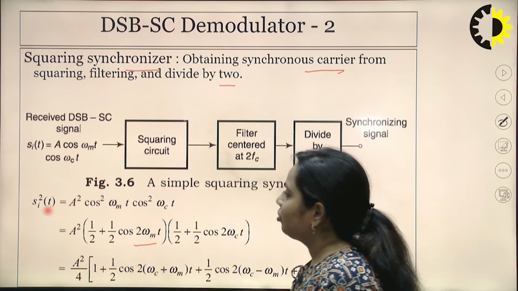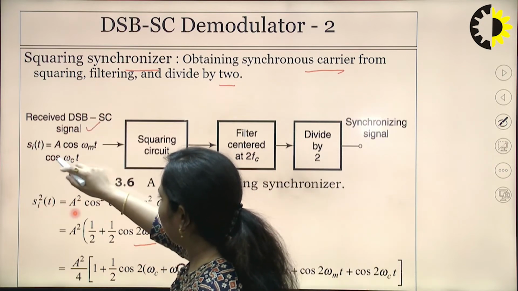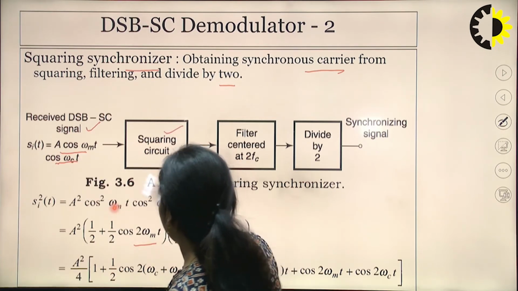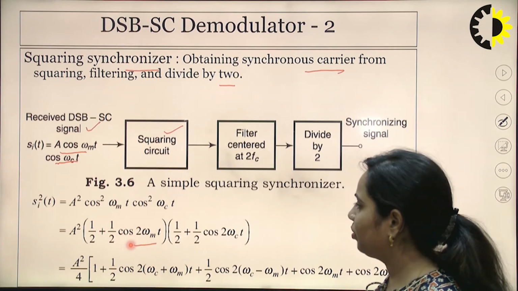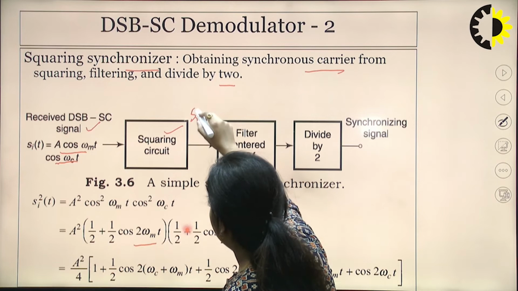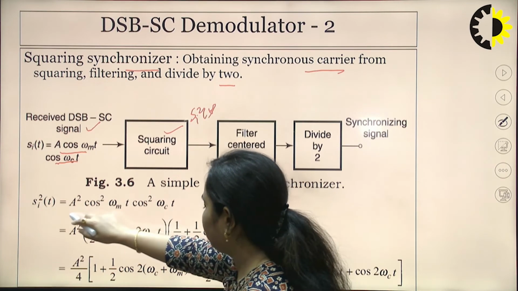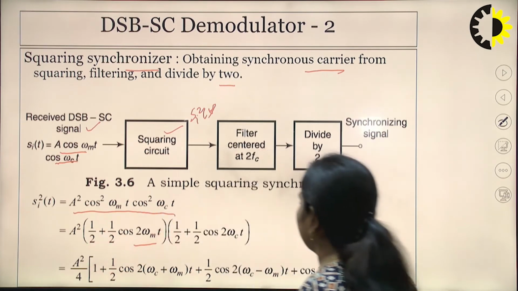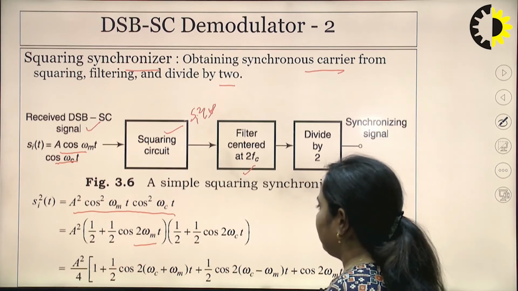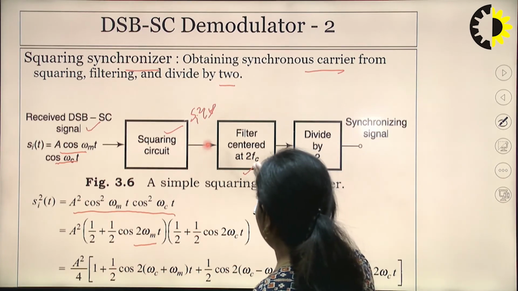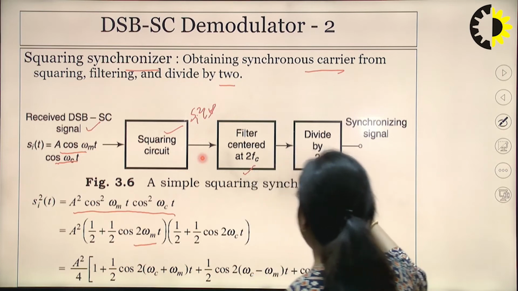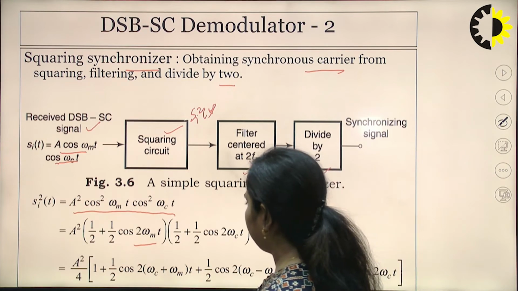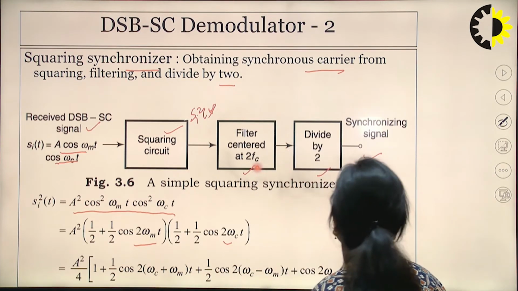demodulated signal. This is the received DSB-SC signal, whose equation is given by A cos omega mt into cos omega ct. It is passed through a squaring circuit, so the squared output is generated here, which is Si square t. You can see it is written as A square cos square omega mt into cos square omega ct. It is then filtered at 2 fc, meaning at 2 omega c, and then passed through a divide by 2 device, meaning the frequency we get has to be divided by 2. Then it is the synchronizing signal.